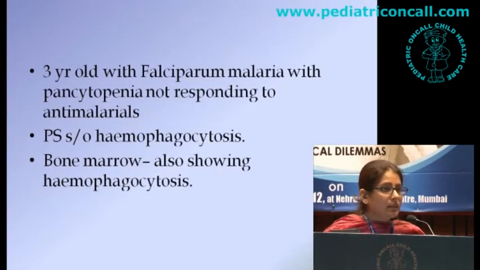This is a 3-year-old child with falciparum malaria, treated with antimalarials, referred to us because the child still has pancytopenia persisting and is not showing a response to all the antimalarials given. The peripheral smear on examination is showing hemophagocytosis. And the bone marrow done in this child is also showing hemophagocytosis.